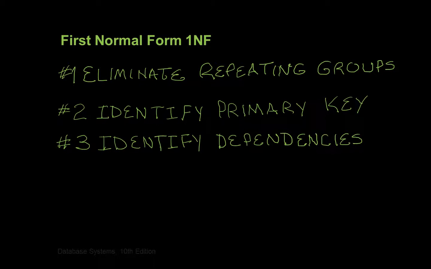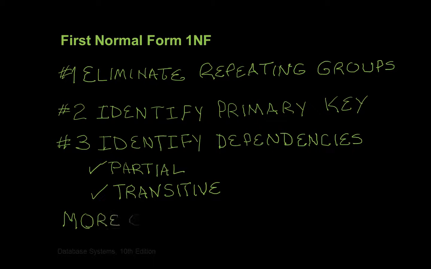And the third step is to identify dependencies. Now, dependencies are something we haven't discussed yet, and we'll get into those in a bit more detail in just a few minutes. When we talk about dependencies, the two that we're most concerned with in normalization are the partial dependencies and the transitive dependencies. And again, we'll look at these in just a minute.